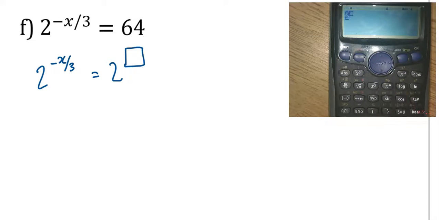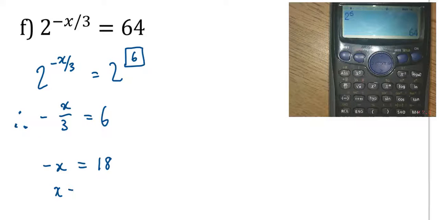And then I say, therefore, negative x over 3 equals 6. Multiply both sides by 3. Negative x equals 18. And x equals negative 18. The negative sign just flips over to the other side.